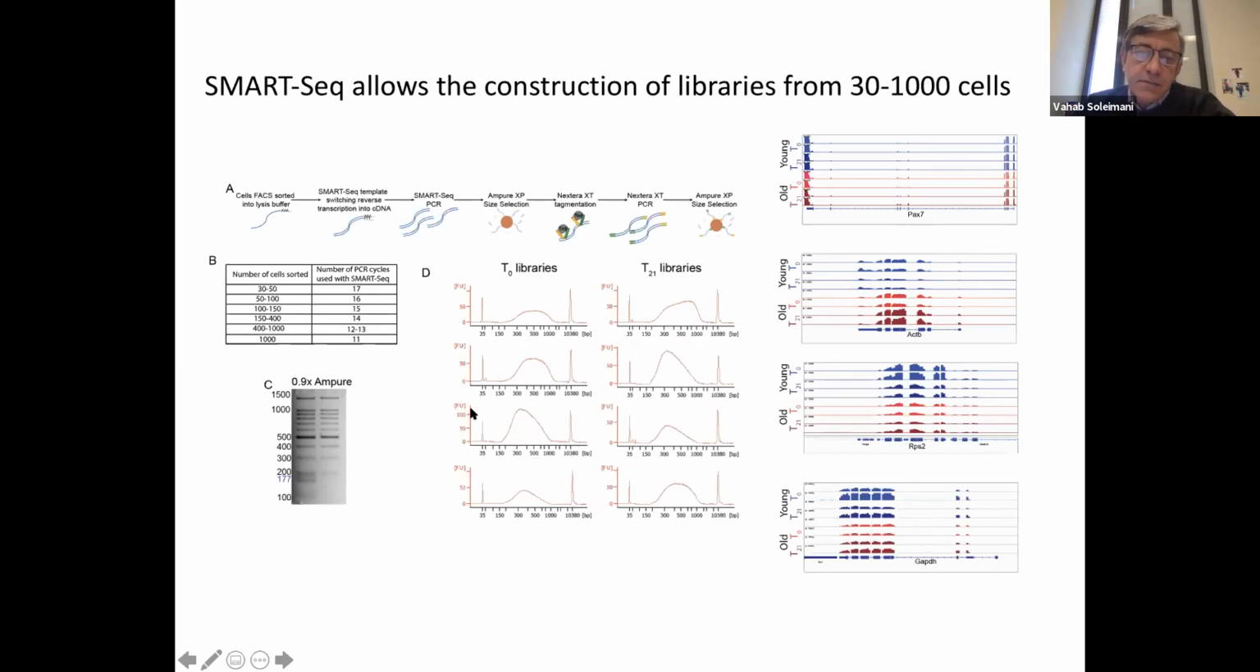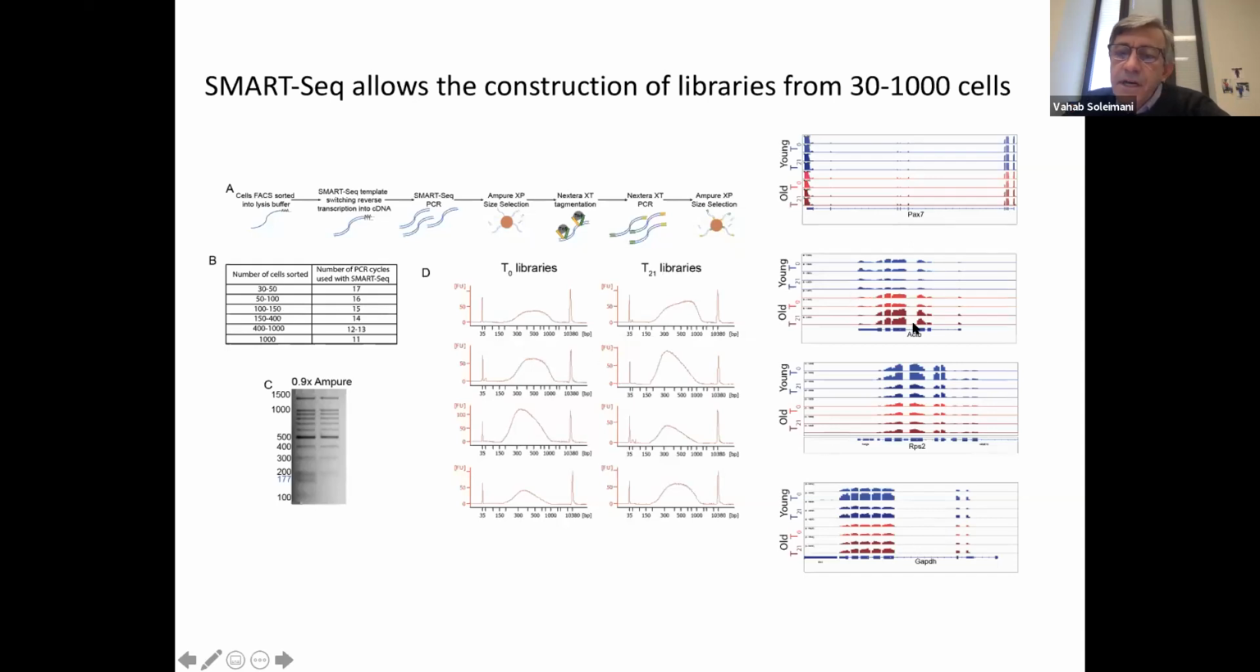Here are just some of the Bioanalyzer results that show there's really no difference in terms of the quality of DNA or tagmentation as you increase or decrease the PCR cycle numbers. She came up with this table here for optimization. If we had between 30 to 50 cells, she would do 17 PCR cycles; 50 to 100, she would do 16; 100 to 150, 15; and then the list goes down.